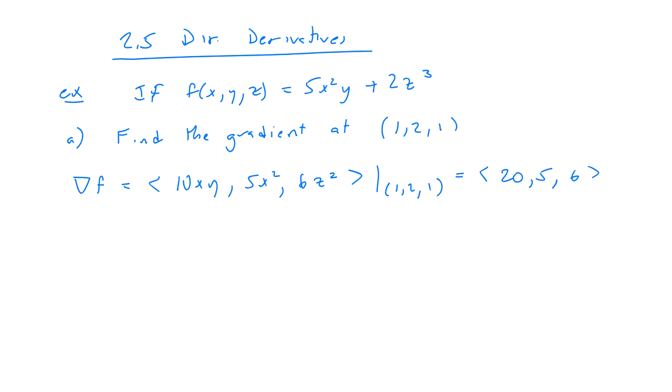Okay, so I've been using that for a little while. And now the new part for the section is: find the derivative in the direction of, let's say, 2, -2, 1.